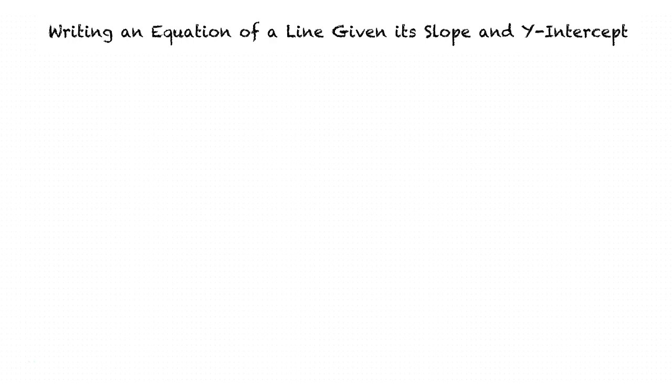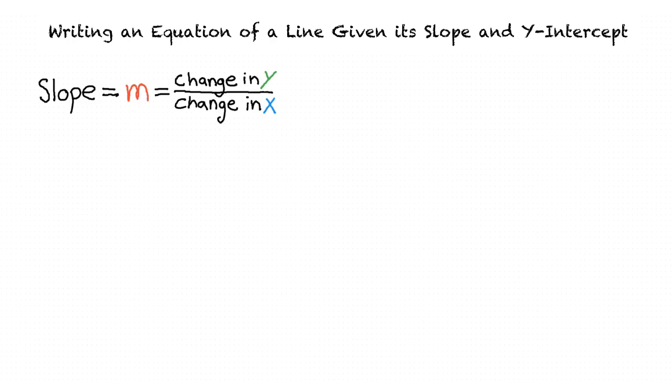This video will cover the topic, writing an equation of a line given its slope and y-intercept. Let's begin by reviewing what the slope of a line is. The slope of a line, represented by the letter m, is a numerical value representing how much the y value changes with respect to the x value.